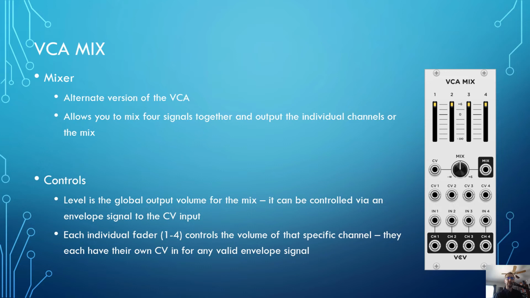Each individual level fader, which is labeled 1 to 4, has a CV input as well. So you could put individual envelope controls into all of those, or you could just do everything at once by patching it to the CV attached to mix. You also have inputs for each channel. So if you had multiple oscillators or multiple audio signals, you could put one into input one, another one into two, one into three, one into four. And then using channel 1, 2, 3, and 4 outputs, you could send those to different destinations, or you could take the mix output and send that to the final output, say your speakers. It's a very, very useful module to have.